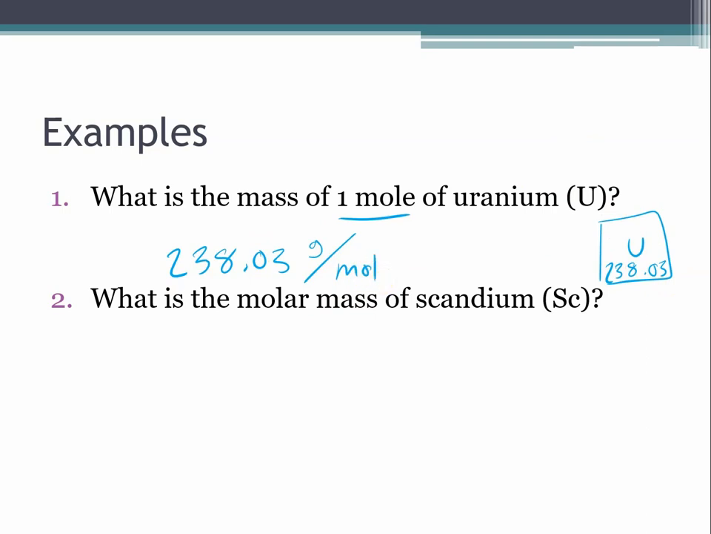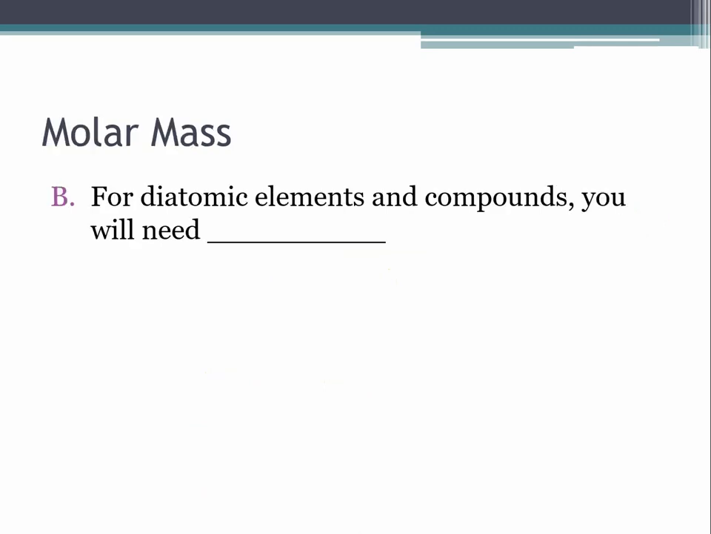Same with scandium. Go find scandium on the periodic table, and you'll find that the molar mass, the mass of 1 mole of scandium, is 44.96 grams per mole. So with regular elements, really easy to find the molar mass. For diatomic elements and compounds, it's a little bit trickier.